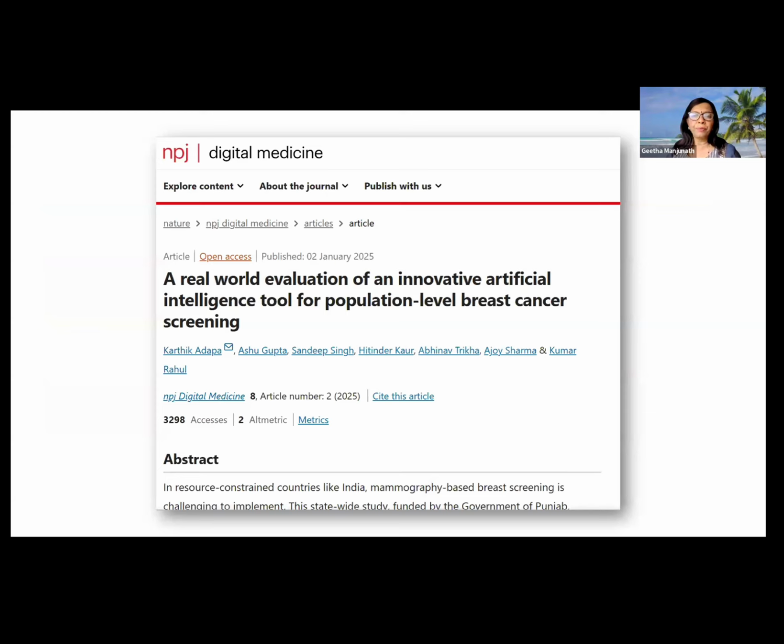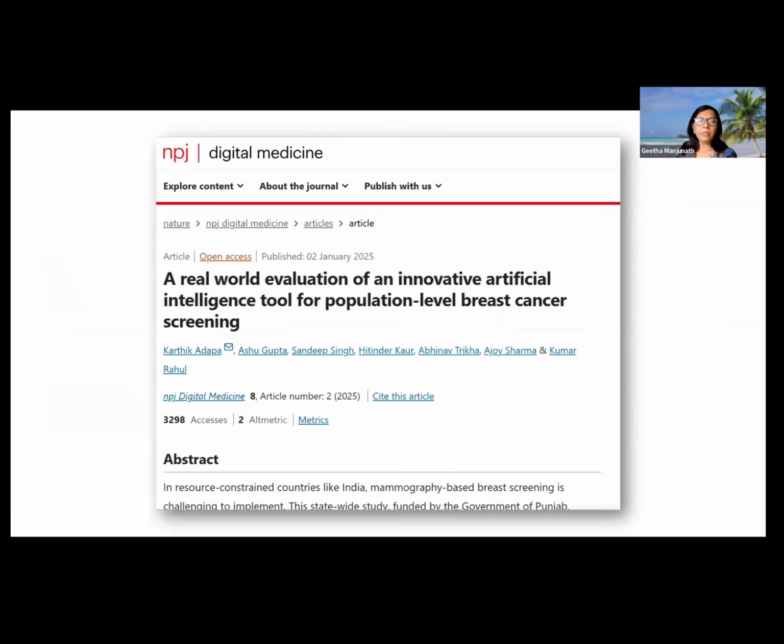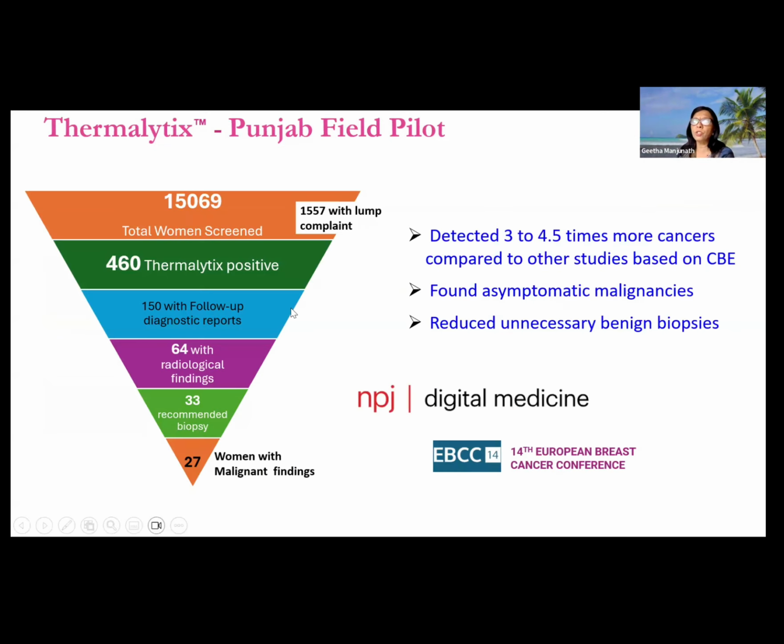So one of those studies, which I'm very proud of, was conducted in Punjab, where we screened about 15,000 women. This is the Nature Digital Medicine paper that was published last January, about a year ago. Of the 15,000 women screened, 3% were positive. Of course, we don't have the reports of everybody, though we called and checked with everybody.